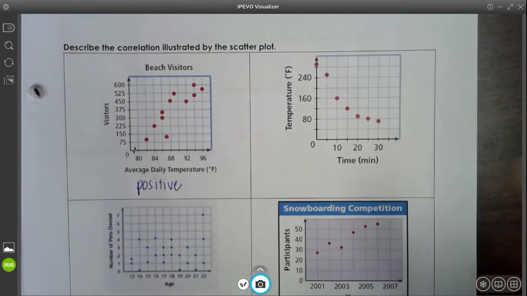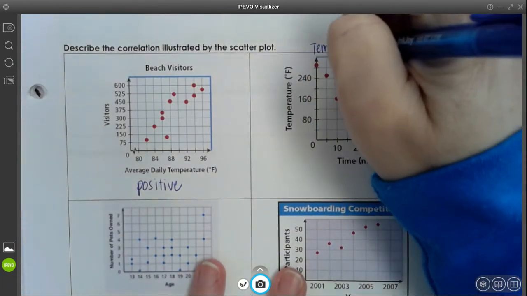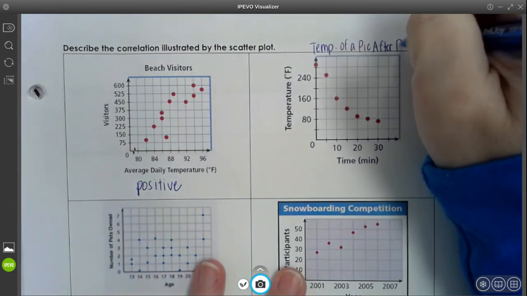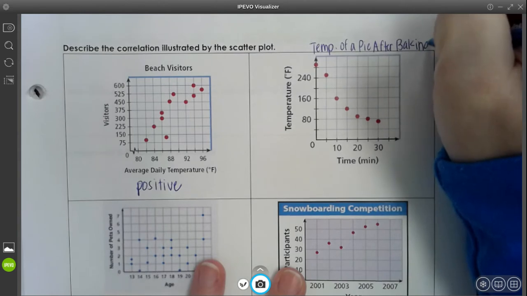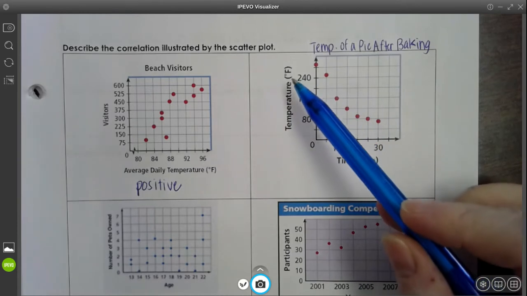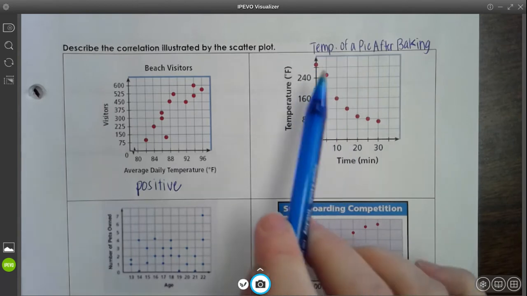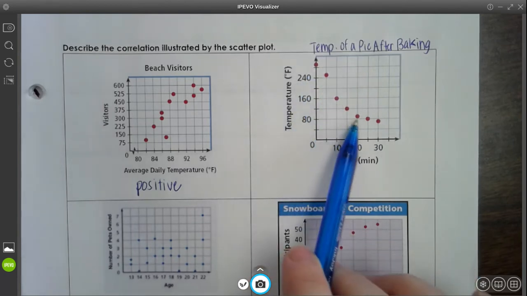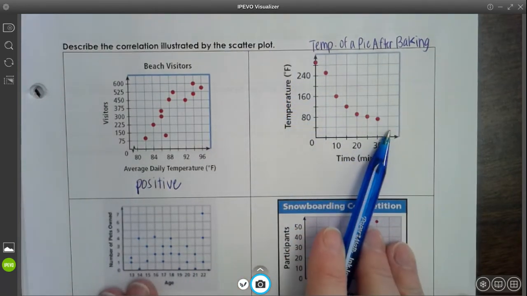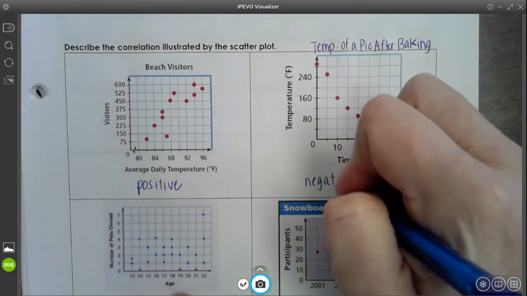Okay, the next one actually is the temperature of a pie after baking. Okay, so you can kind of see here that as time goes on, the temperature of the pie is dropping, right? At 0 time after it's done baking, it's pretty hot, and then it starts to cool off the longer it's been out. So as you can see, this is starting to kind of slope down to the right. So this we would say has a negative correlation.